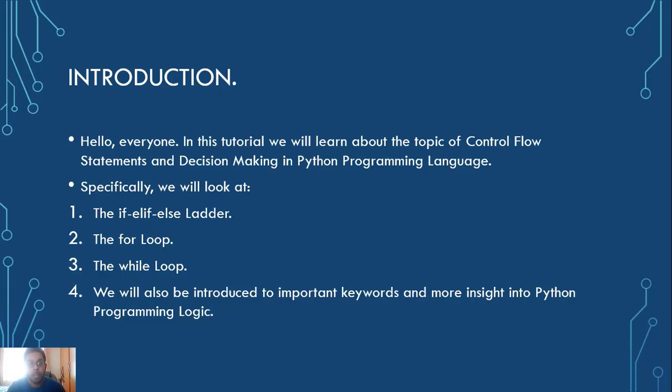Introduction. Hello everyone. In this tutorial, we will learn about the topic of control flow statements and decision making in the Python programming language. Specifically, we will look at number 1, the if elif else ladder, number 2, the for loop, number 3, the while loop, number 4, we will also be introduced to important keywords and more insight into the Python programming language.